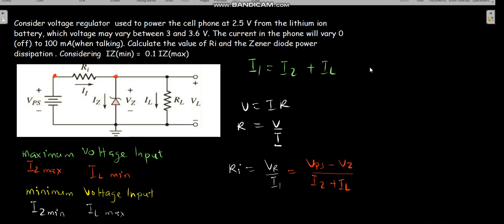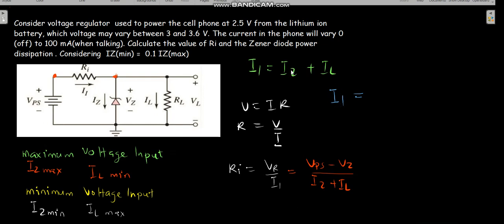Okay, the reason for this condition is that you know that I input equals Iz plus IL. I input here is a constant value, so when you sum up these two, it will give I input. Since the sum of these two will give this, when one of them is reduced, one must be increased for us to get the same value.